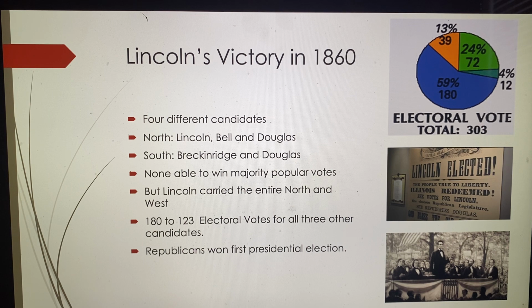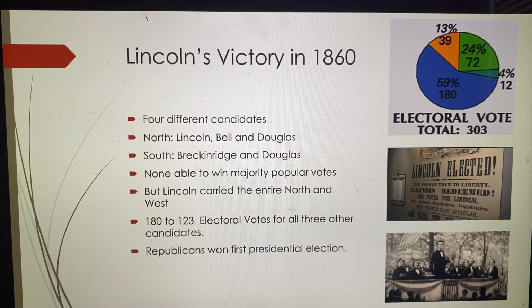So they had to win so much of the popular vote, but Lincoln carried the entire North and the entire West. And he also had a majority of the electoral votes, 180 of the electoral votes to 123 for all the other candidates. So here's a picture. He had 180 electoral votes here, and all the three other candidates were divided up. So Lincoln did win as the first Republican president in the United States of America.